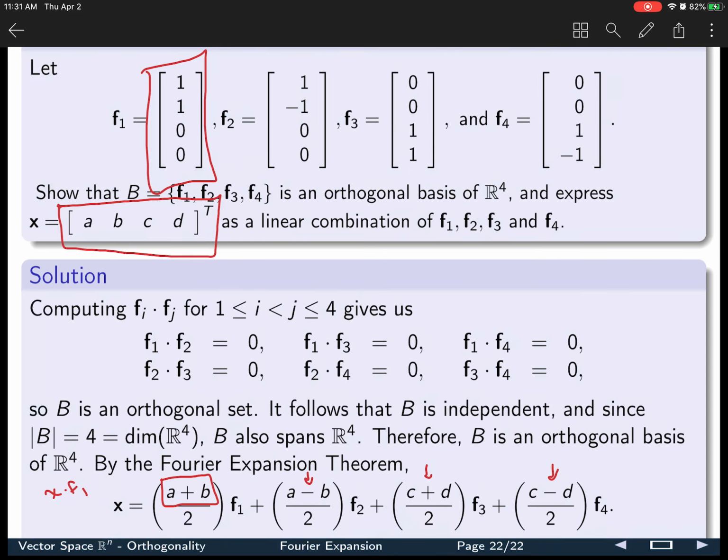Let's get that out of the way. So yeah, that's just a bunch of projections. The length of all of these vectors is the square root of 2, and so the length squared is 2. That's why we see 2 in the denominators there. But yeah, I guess that's just another example of expressing an arbitrary vector as a linear combination of basis vectors.